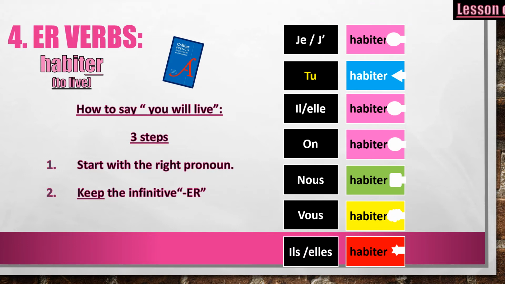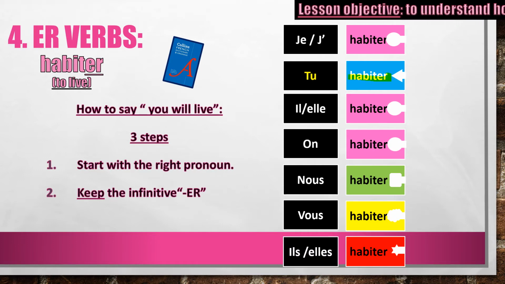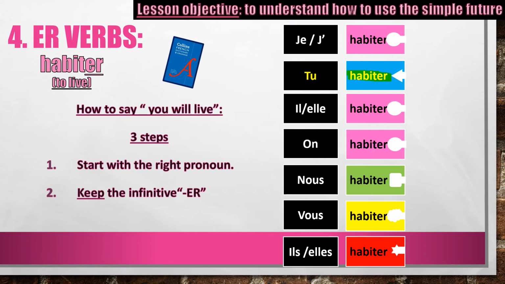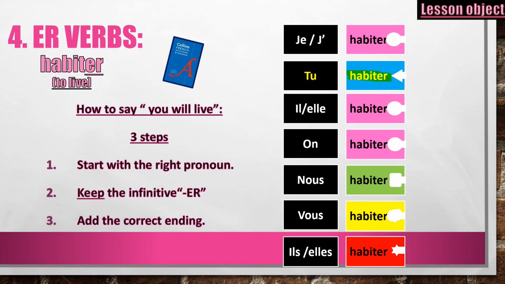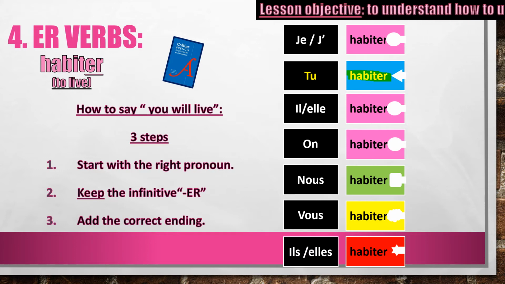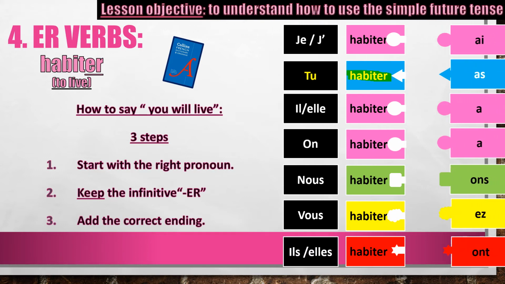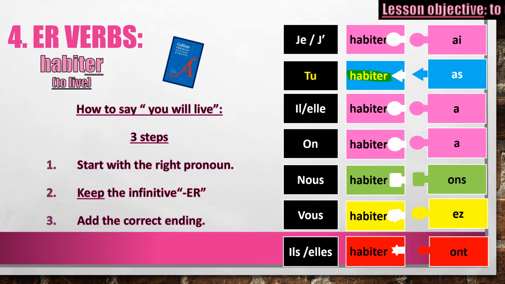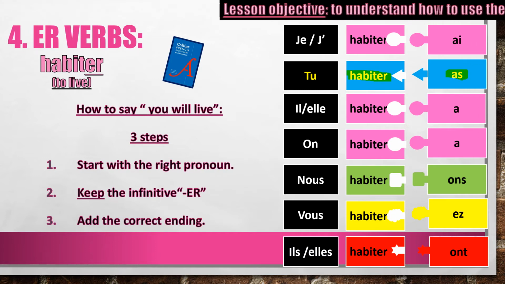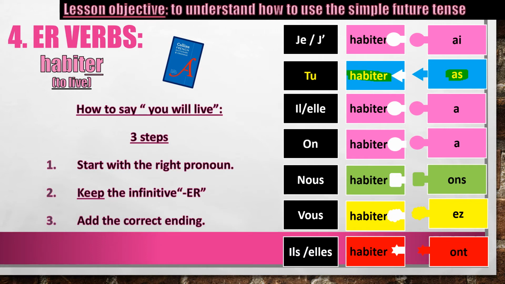Because we are on tu, we are going to be following this pattern here. And step number 3, we are going to add the correct ending. So there's a variety of endings depending on who does the action. So tu habiteras. We would need to add to this the A and the S.